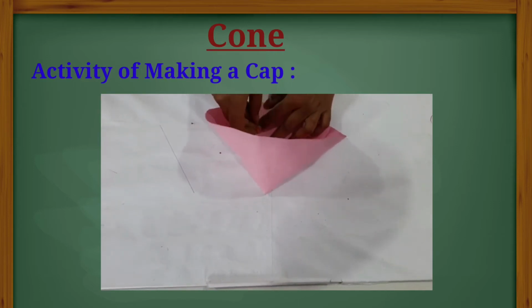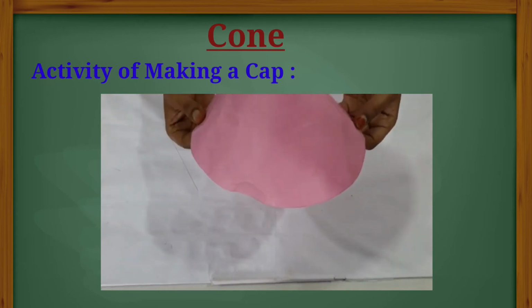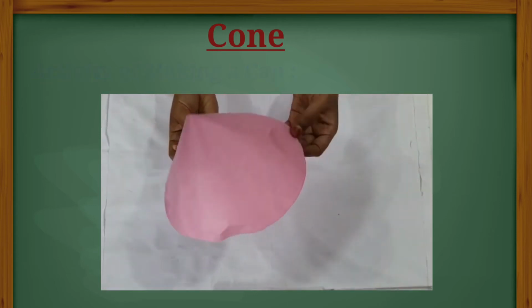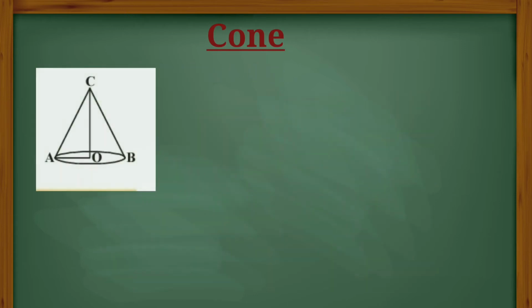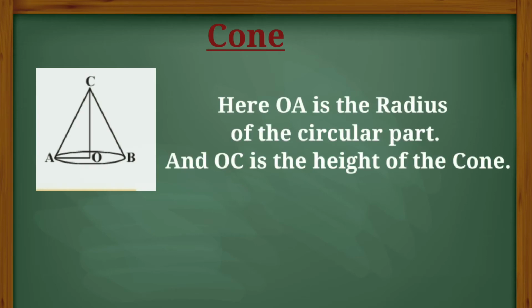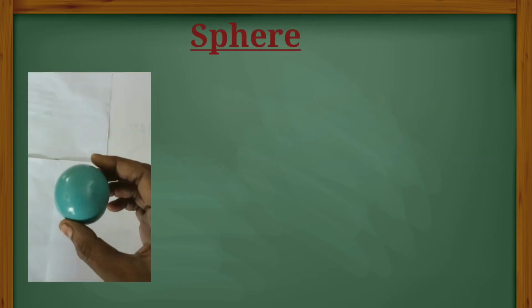Your cap is ready now. Decorate it as you wish. See the figure of a cone? Here, OA is the radius of the circular part and OC is the height of the cone. Understood, students? Okay. Now, see this?